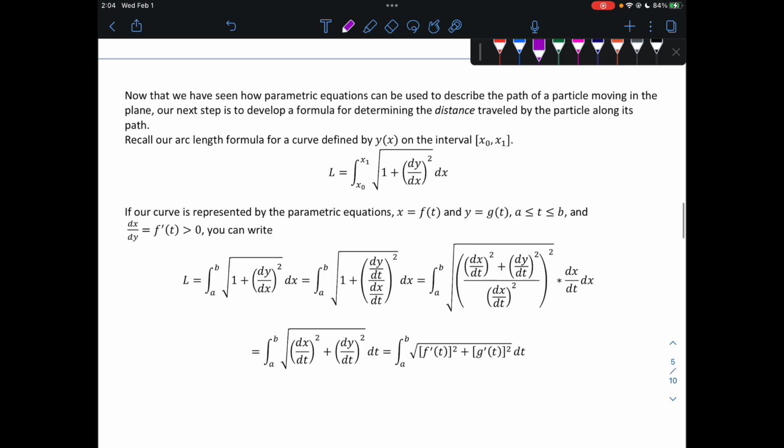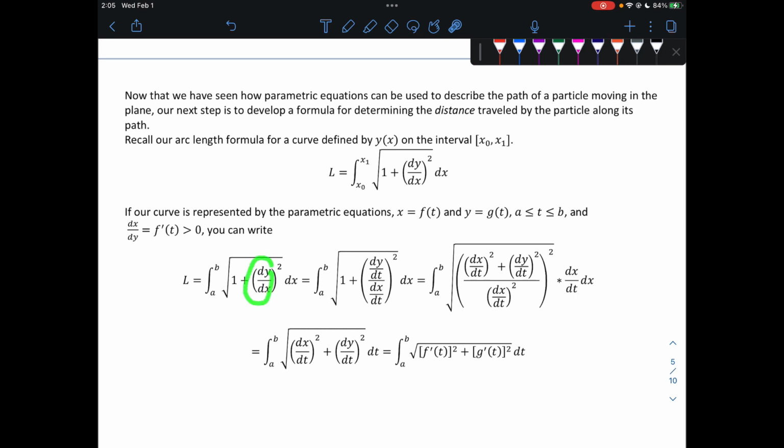So that's the end of topic 9.2. Now on to topic 9.3. We've seen how parametric equations can be used to describe the path of a particle moving in a plane. Our next step is to develop a formula for determining the distance traveled by the particle along its path. Remember, this is the arc length formula from last chapter. However, if our curve is represented by parametric equations, we can do some simplification here.